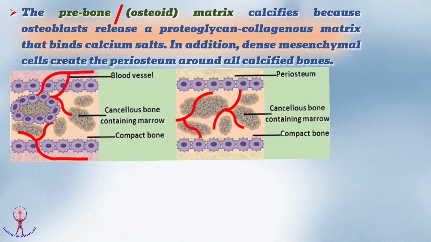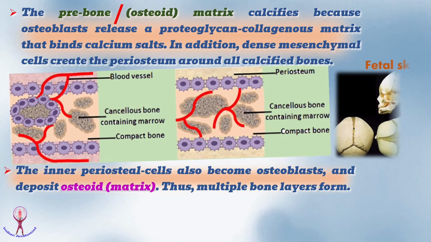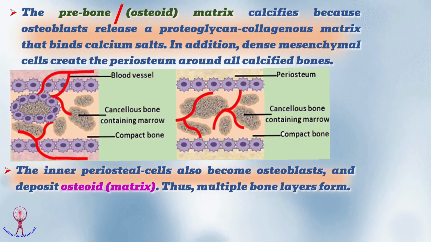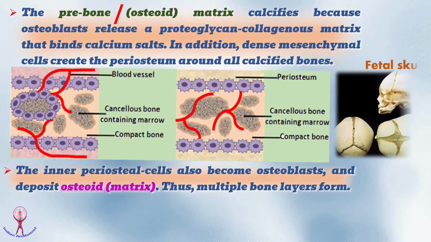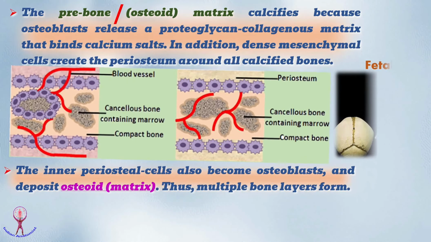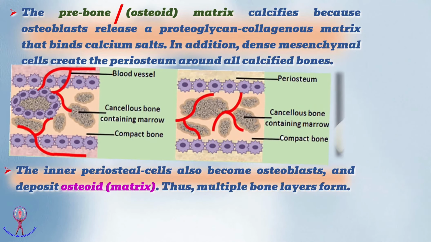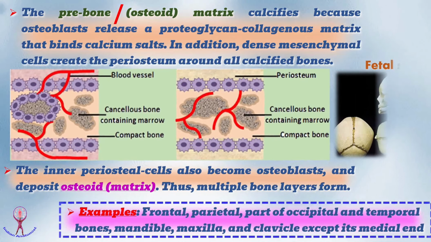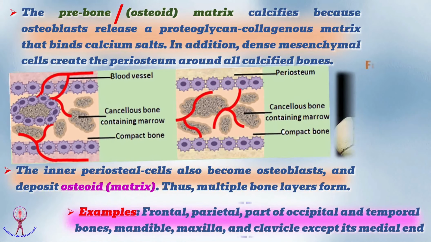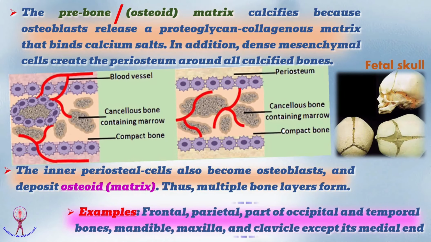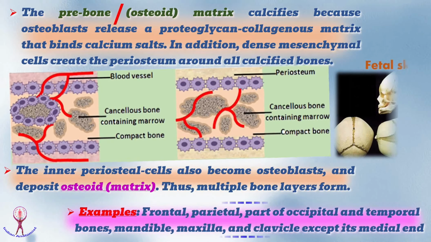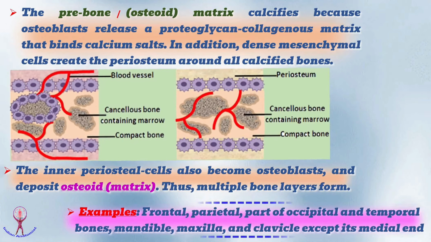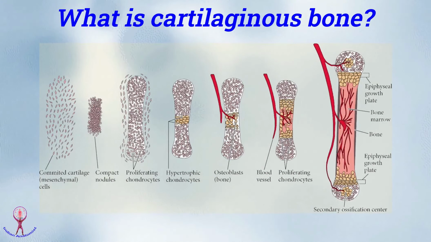In addition, dense mesenchymal cells create the periosteum around all calcified bones. The inner periosteal cells also become osteoblasts, and deposit osteoid or matrix. Thus, multiple bone layers form. Examples of membranous bones are the frontal, parietal, part of occipital and temporal bones, mandible, maxilla, and clavicle except its medial end. What is cartilaginous bone?